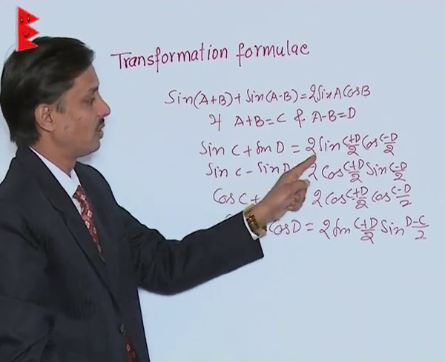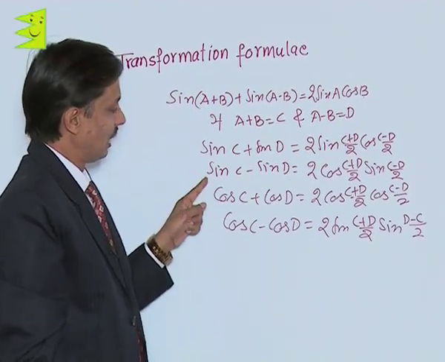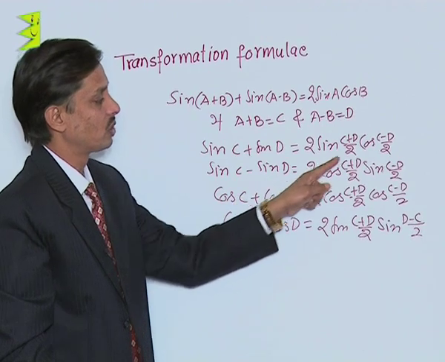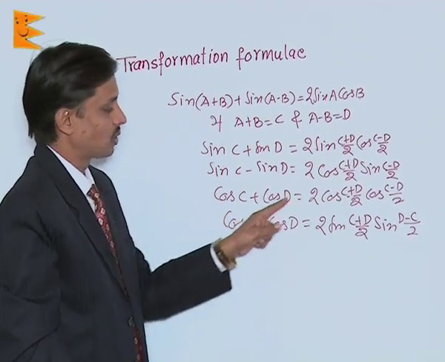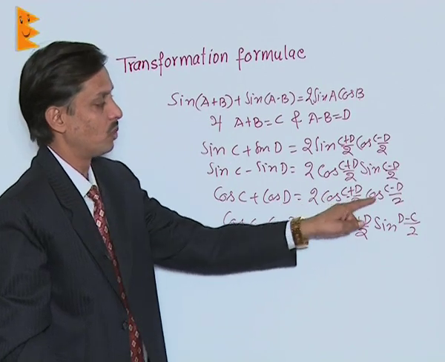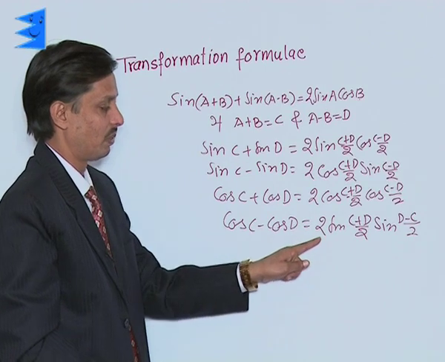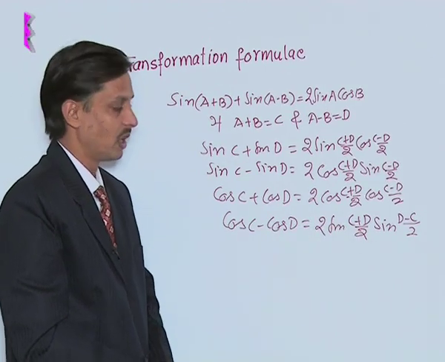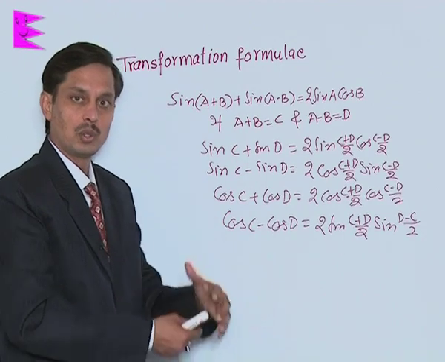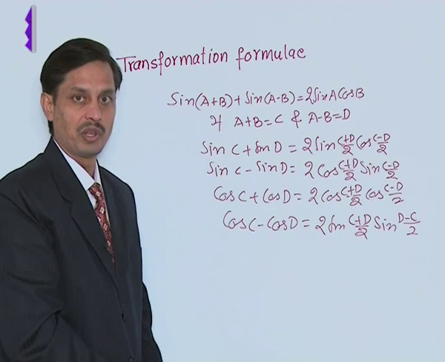Sin c plus sin d is 2 sin c plus d by 2 cos c minus d by 2. Sin c minus sin d is 2 cos c plus d by 2 sin c minus d by 2. Cos c plus cos d is 2 cos c plus d by 2 cos c minus d by 2. And last, cos c minus cos d is given by 2 sin c plus d by 2 sin d minus c by 2. We will use these results to solve many problems related to the transformation formulae.